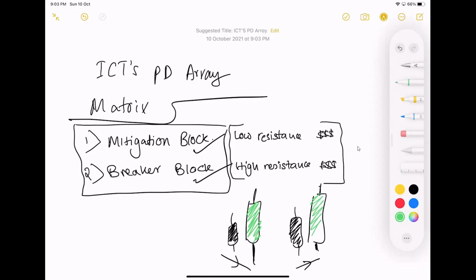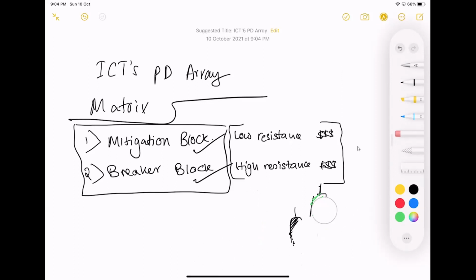Low resistance signature in price, meaning that, which low is more likely to get taken out? Is it going to be low A or low B? Is it going to be this one or this one? A or B? B is more likely, yeah, correct. B is more likely to get taken out, right? Because why? Because it's low resistance in nature. Okay, good. Then we take this out.